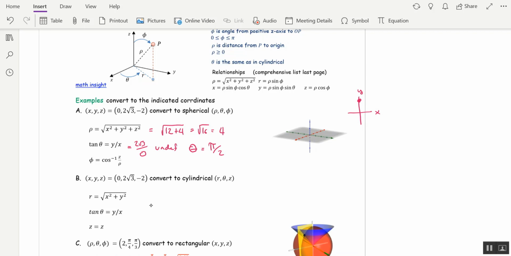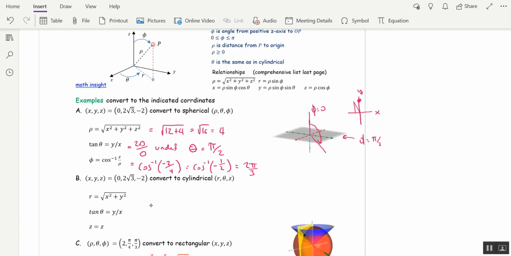And then phi is cosine inverse of z over rho. Now, z is given, negative 2, and rho, we already figured out, is 4. So that's cosine inverse of negative 1/2, and that would be 2 pi over 3. So since phi is 2 pi over 3, remember, this is phi equals 0. This gray plane is phi equals pi over 2. So I'm going to be down here because phi is 2 pi over 3, somewhere below the xy plane.